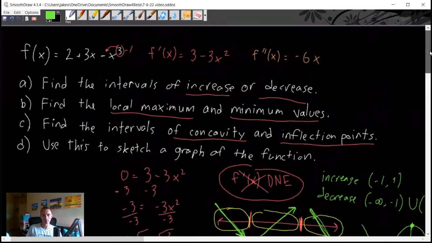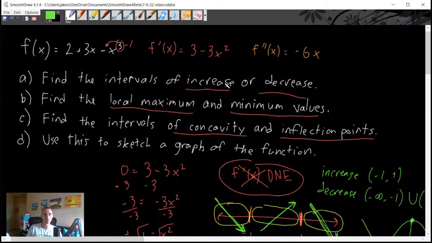In order to find inflection points, we're going to need to do effectively the same stuff we had to do for this up here, except we're going to do it using the second derivative instead of the first derivative. So let me just write down our second derivative down lower. The second derivative of this function is f double prime equals negative 6x.